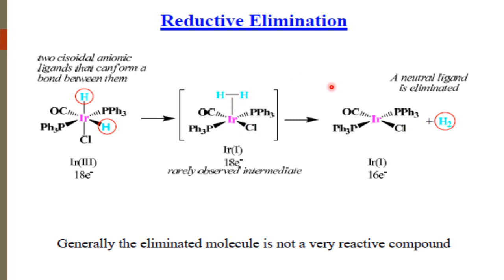While eliminating, it contributes 2 electrons to the iridium, because this hydrogen donates 1 electron, and this hydrogen atom donates 1 electron. So both, the 2 electrons, are donated to the Ir. Hence it becomes 16 electron, and the oxidation state also reduces to +1. This is called reductive elimination, where the oxidation state drops from higher to lower, as it gains the electrons while eliminating the H2 molecule together.